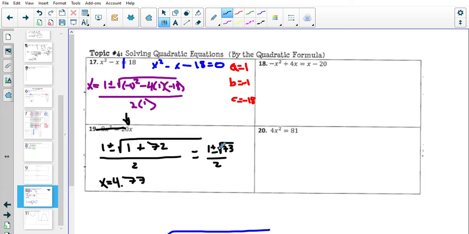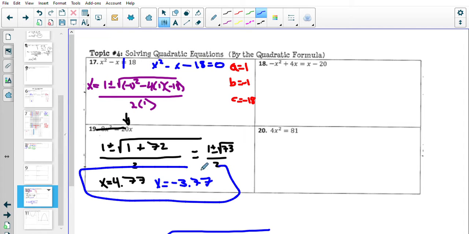That's when we add. And then the second one, if we subtract, so again, I'll do the square root of 73, and then I will take that away from 1 and divide that by 2. And that gives me a negative 3.77. Okay, so those are our two answers right there, a positive 4.77 and a negative 3.77.